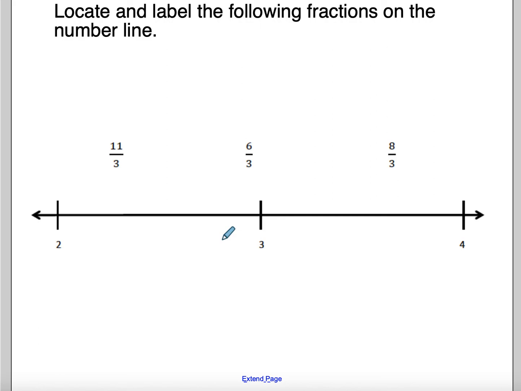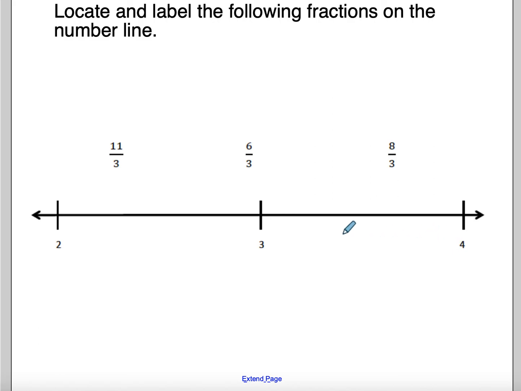Alright, welcome back. If you haven't already, again, please pause now. Get your things ready and draw this number line with 2, 3, and 4 across it, starting at 2, halfway through 3, and then at the end 4 wholes.